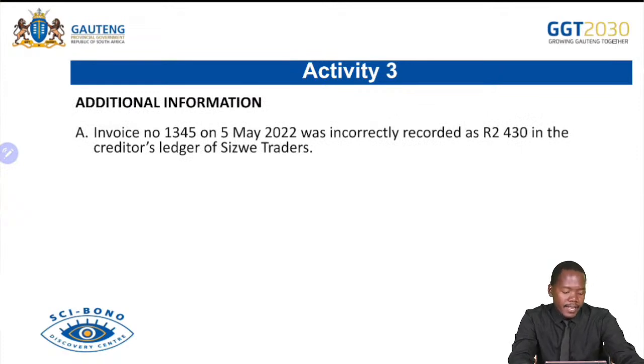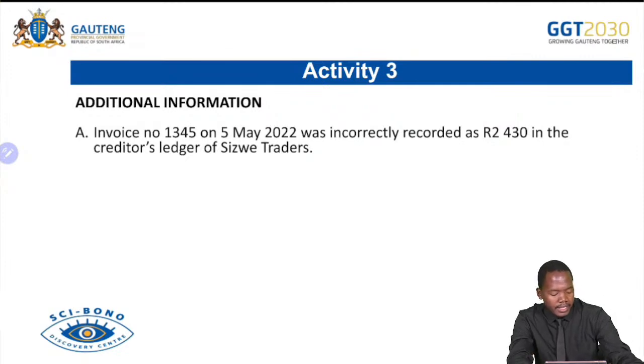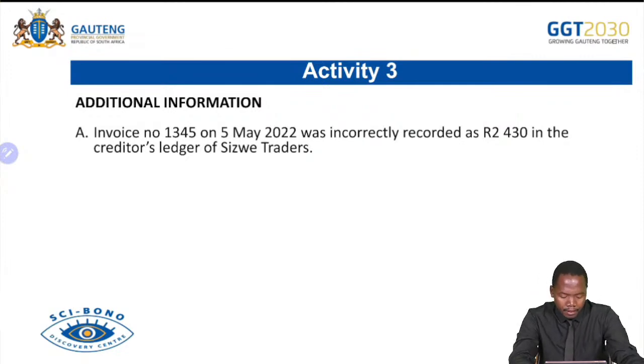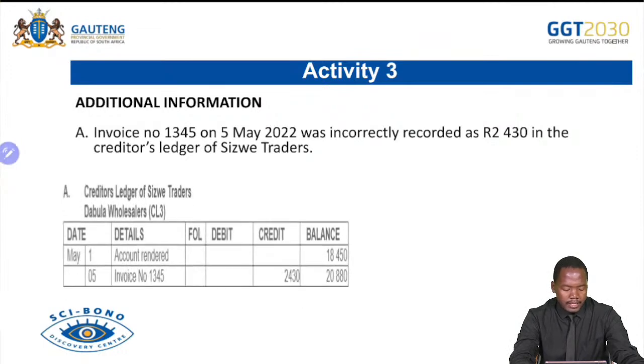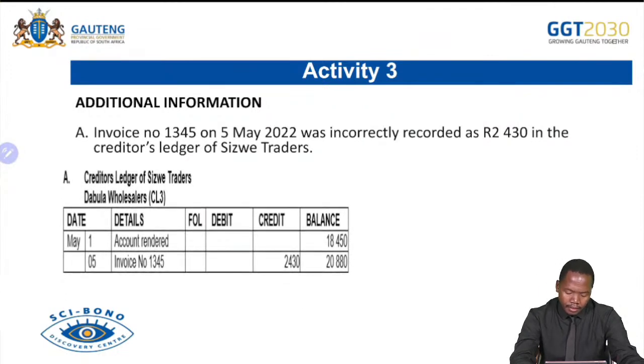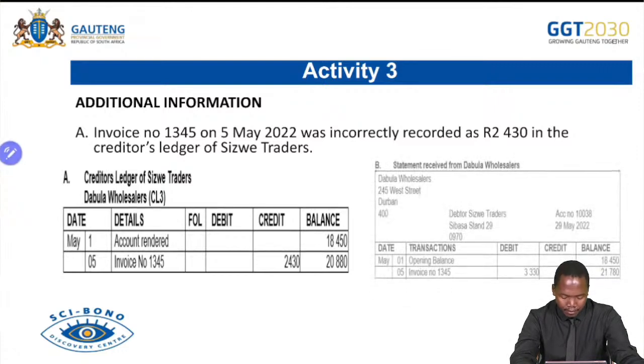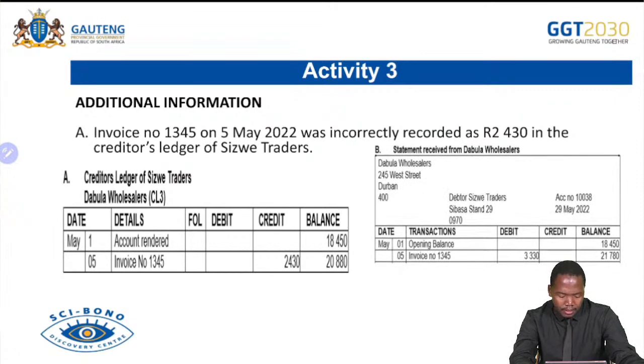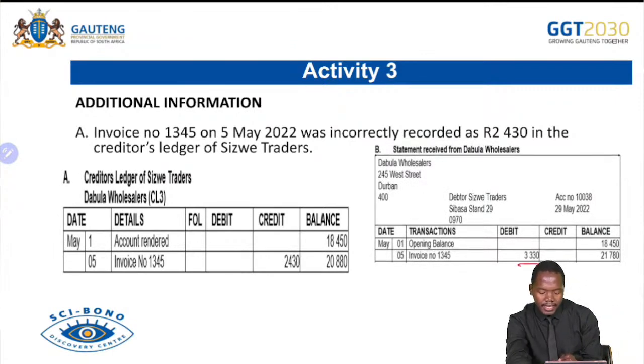Now we're looking at our first additional information. Invoice number 1345 on 5 May was incorrectly recorded as 2,430 in the creditor's ledger of Sizwe. I will look at this later on. Now, how do we see it? It's there on our creditor's ledger, 2,430. In the statement received, it is shown as 3,330.